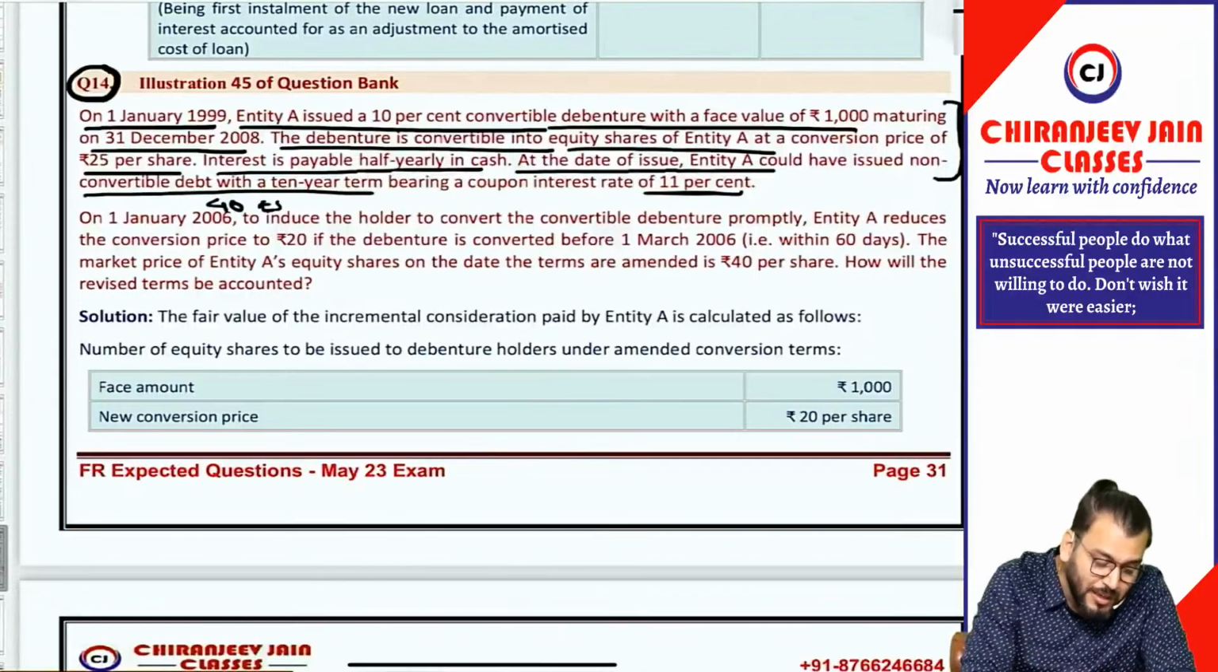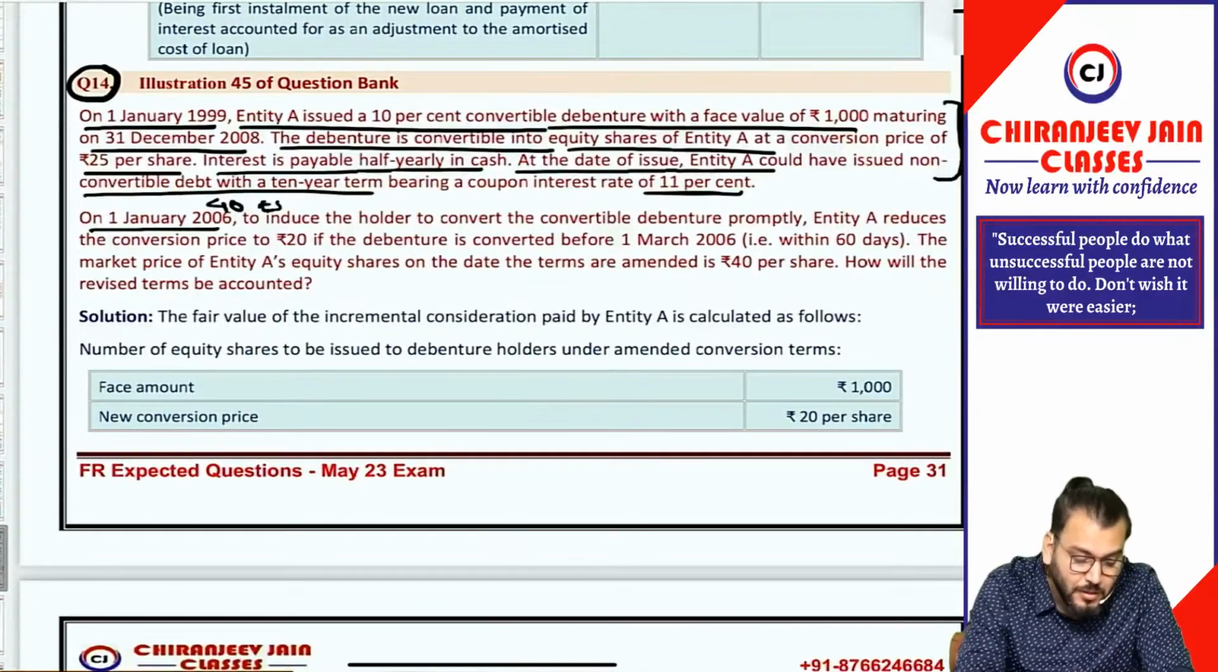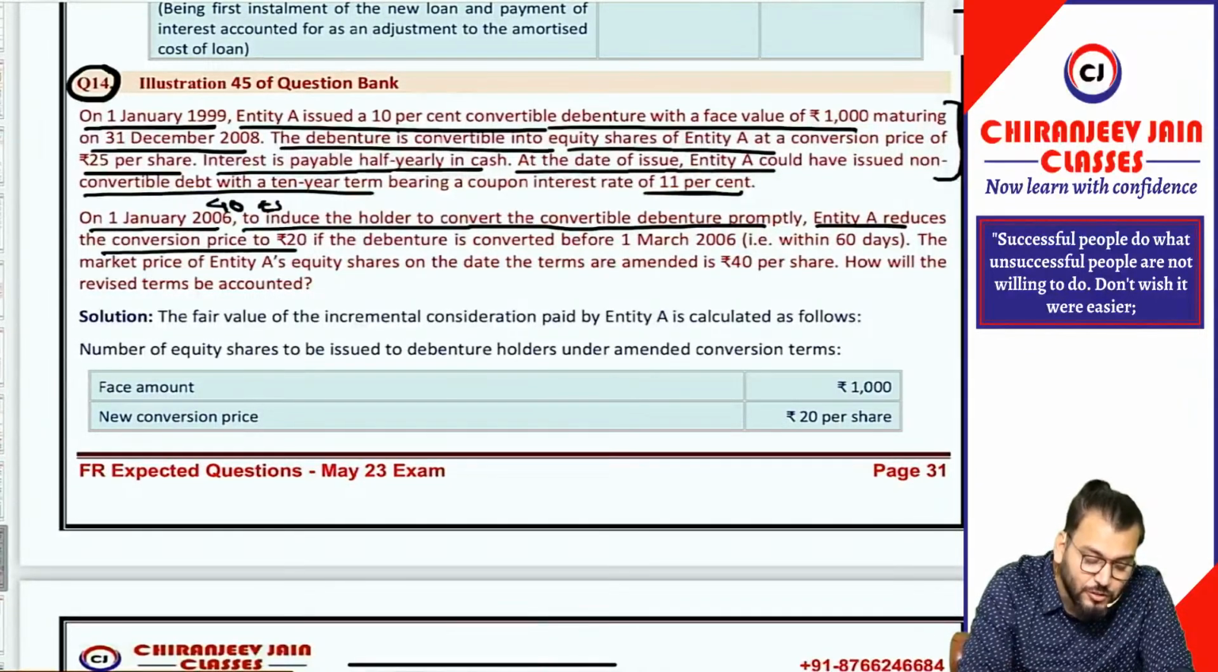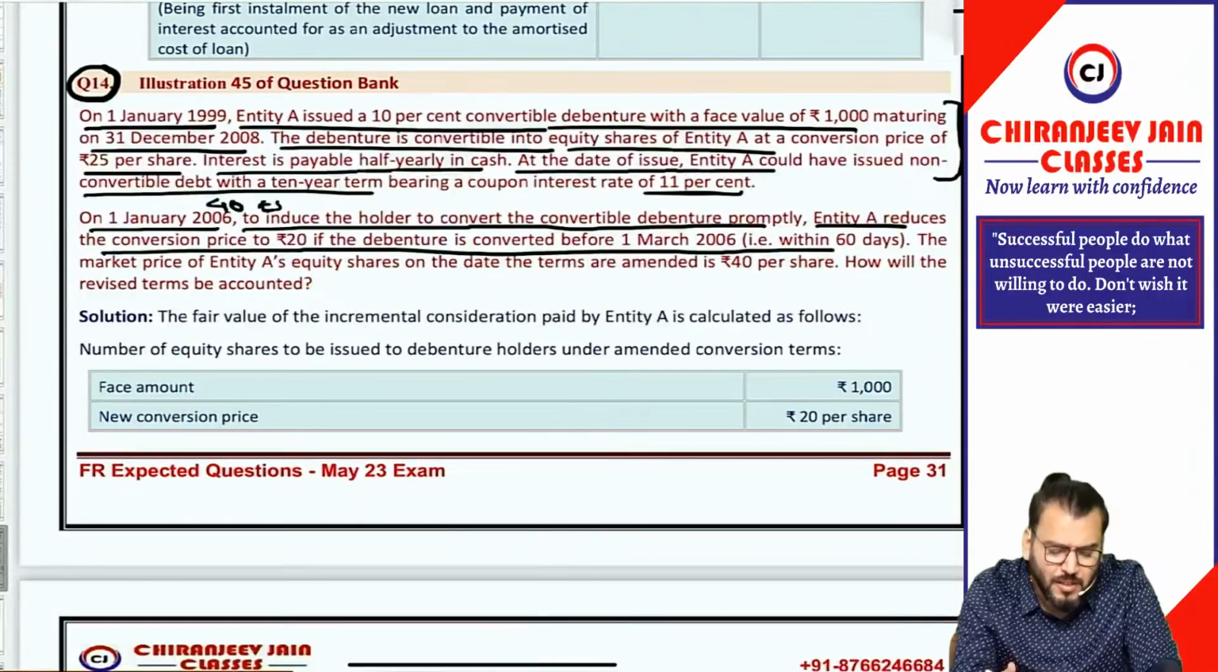But what happened on 1st Jan 2006? 1st Jan 2006 means 99, 2000, 2001, 2002, 2003, 2004, 2005, means after 6 years they are saying. To induce the holder to convert the convertible debenture promptly, entity A reduces the conversion price to 20 if the debenture is converted before 1st March 2006, that is within 60 days. Now can I say there are some changes in the terms of the contract, means an amendment in the terms of the contract.